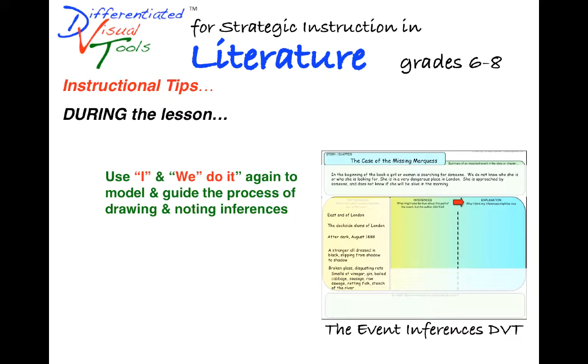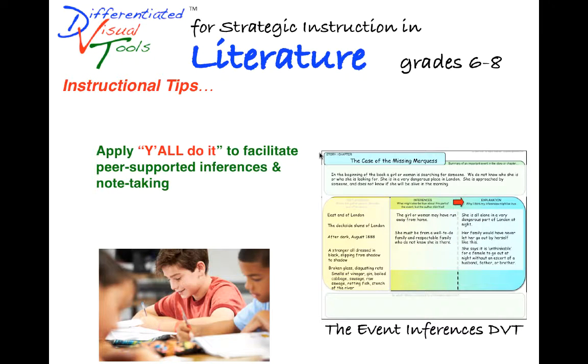For the next two sections on the DVT, where we're forming inferences about the event and then explaining them, we're again going to use I do it and then we do it tactics to model and guide the process of drawing and noting inferences as well as explaining them. So initially I'll model formulating an inference and noting it on the DVT and then explaining it, and then I'll do it again with another inference and explaining it. Then with the class as a y'all do it, we'll form an inference together and then note why we think that inference is correct, and then we'll have students work together as a y'all do it type activity to formulate another inference and explain it as well.